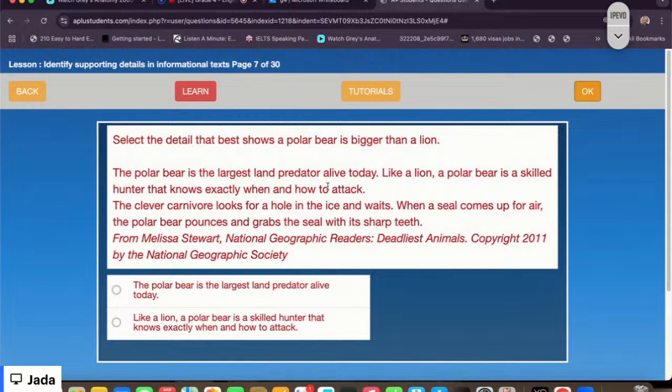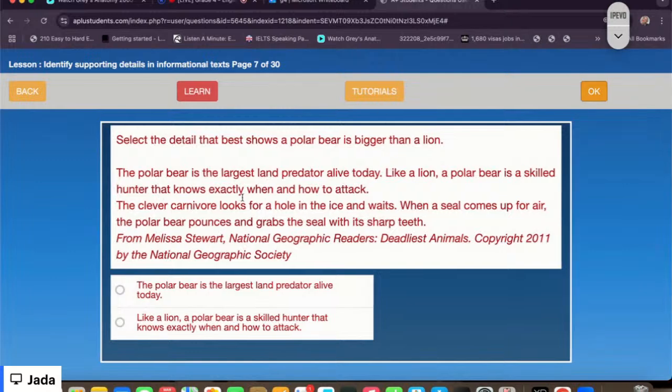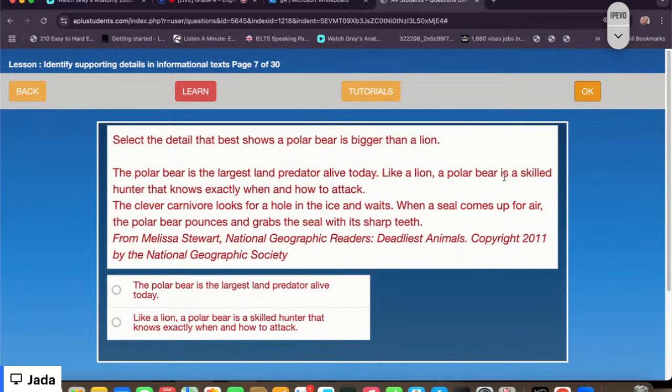So the polar bear is the largest land predator alive today. Like a lion, a polar bear is a skilled hunter that knows exactly when and how to attack. The clever carnivore looks for a hole in the ice and waits. When a seal comes up for air, the polar bear pounces and grabs the seal with its sharp teeth. So is this the first or the second? What do you think?